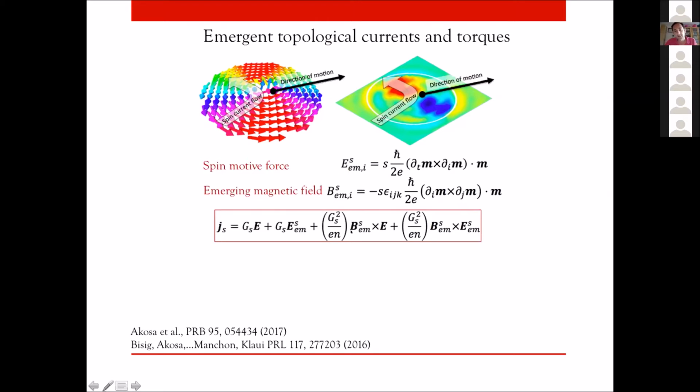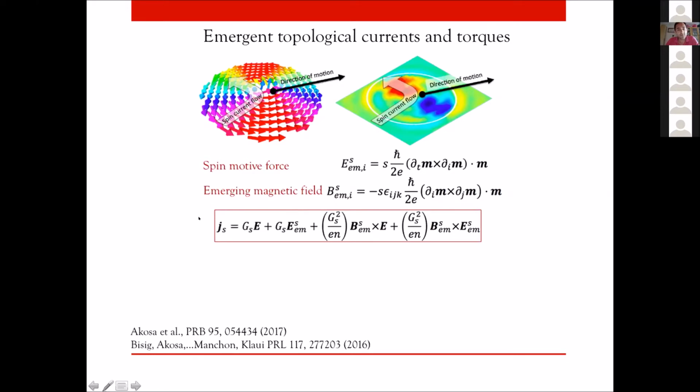And you have actually also a Hall effect that is coming from the fact that there is an emerging magnetic field. So this term here is nothing but the topological Hall effect. What is interesting though, is that when you have moving skyrmions, then you're gonna have an interplay between the spin motive force and the emerging magnetic field that will give you this fourth term here. And what we're gonna try to do is to explore this fourth term.